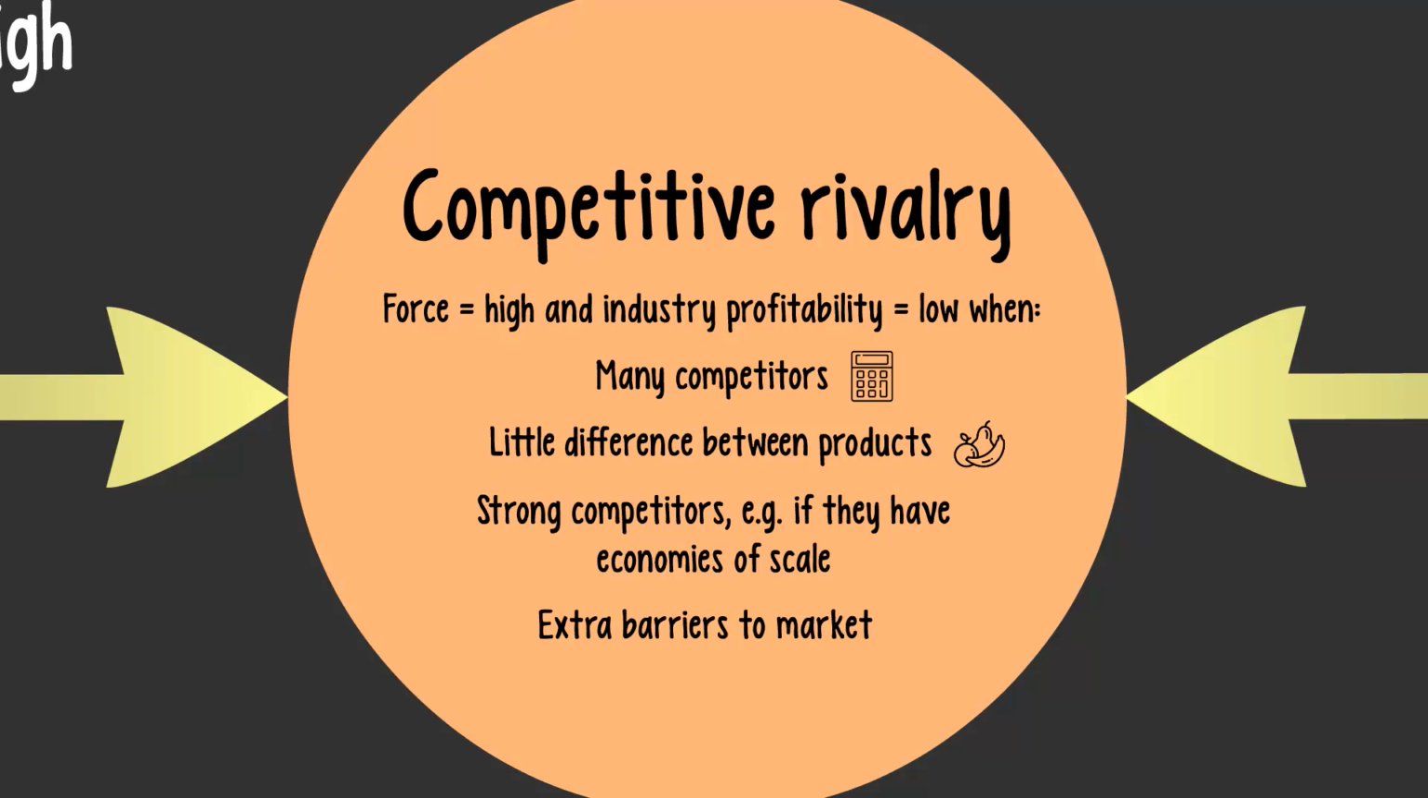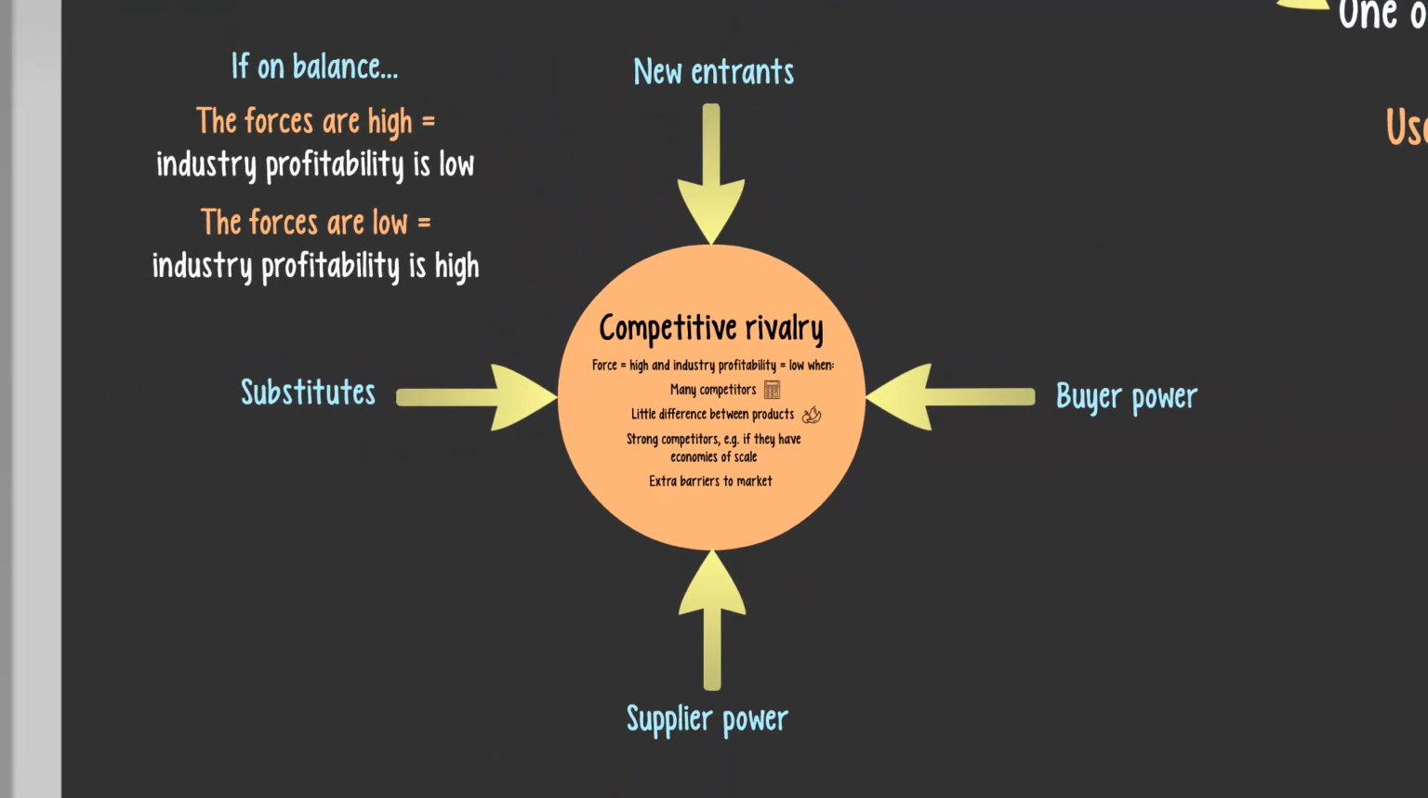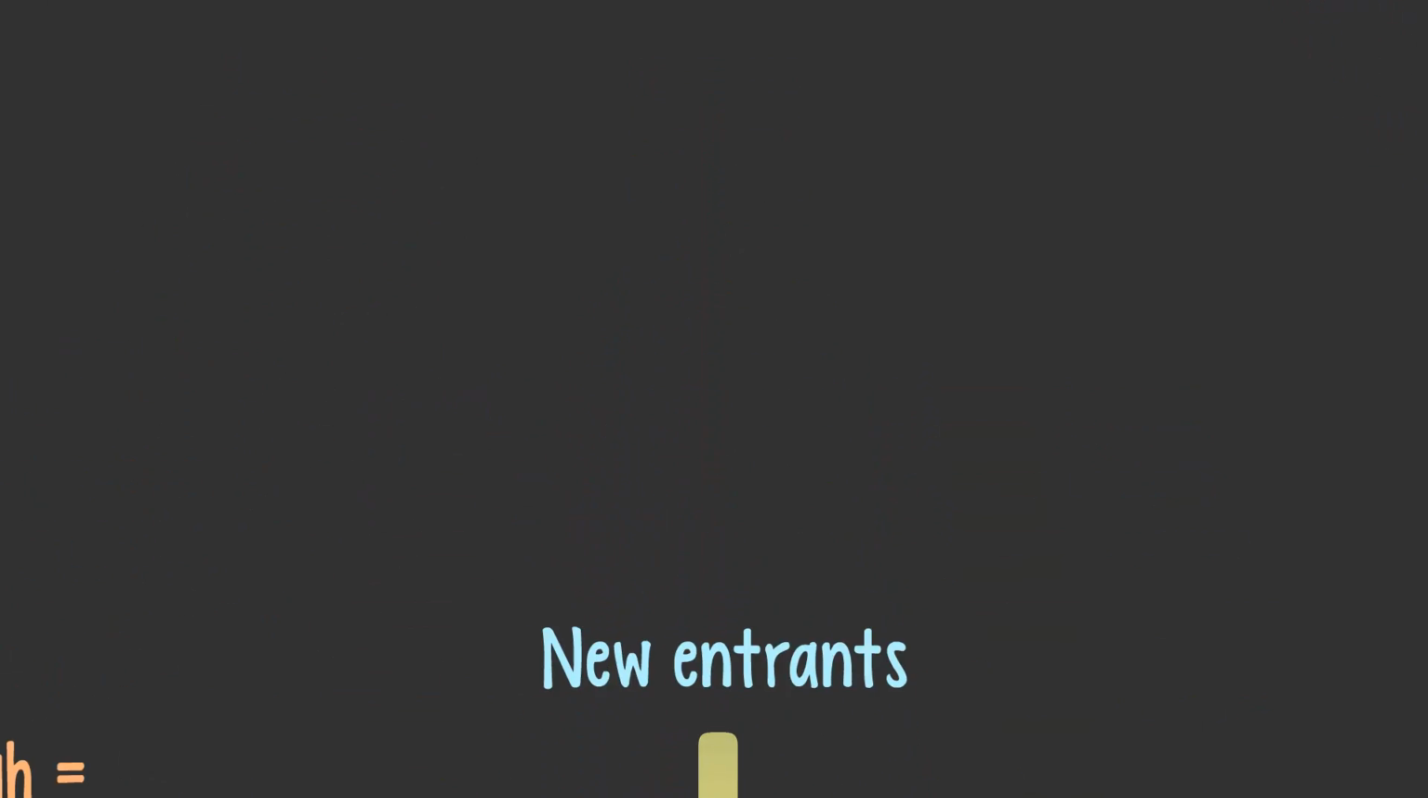And remember, we're talking about industry here. We're talking about the micro environment. We're not talking about the macro environment anymore like we were with Pastel. Okay, so there's competitive rivalry. Let's zoom back out to the 5 forces now. So let's move on now to our next force, which is new entrants.